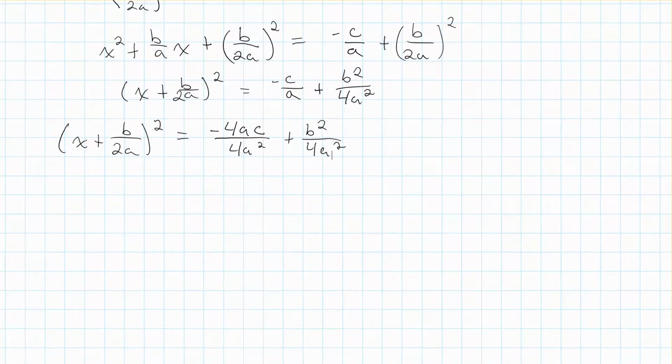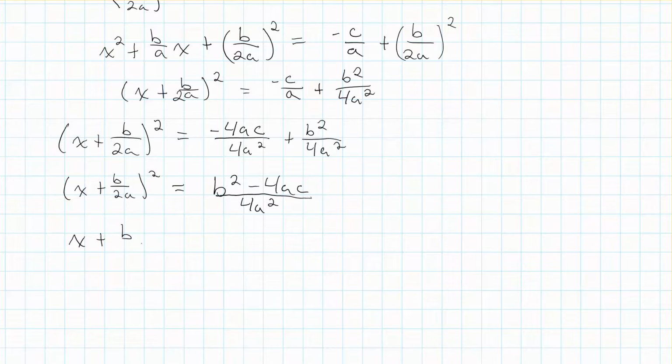Now I'm going to do one other thing before we take square root of both sides. I'm going to rewrite the right-hand side, and we have b squared minus 4ac all over 4a squared. And you can kind of see already this is starting to take shape to part of the quadratic formula. So now I'm going to take square root of both sides. So the left-hand side would be x plus b over 2a, and then this is equal to plus or minus the square root of b squared minus 4ac all over 4a squared.